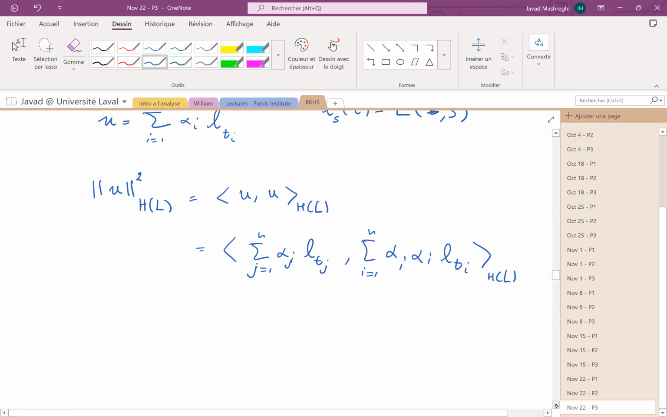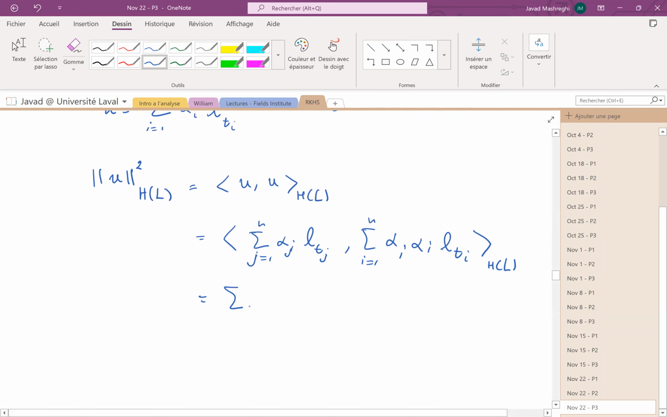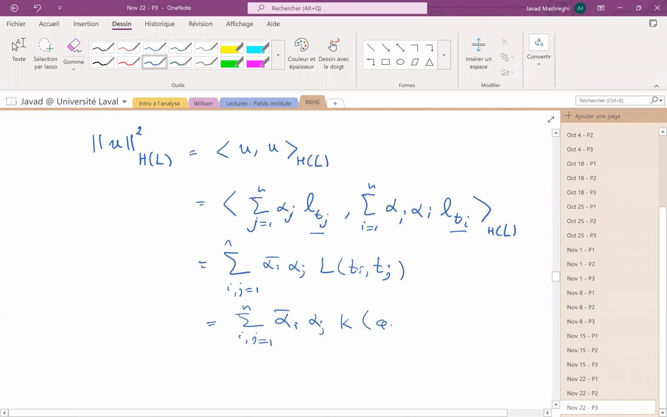And we have seen this many, many times before. So it becomes the sum of alpha I bar, alpha J, summation over I and J, and the inner product of L of Tj with L of Ti is L of Tj at point Ti, which is L of Ti on Tj. Or the sum over I and J from 1 to n of alpha I bar, alpha J, K evaluated at points phi Ti and phi Tj.